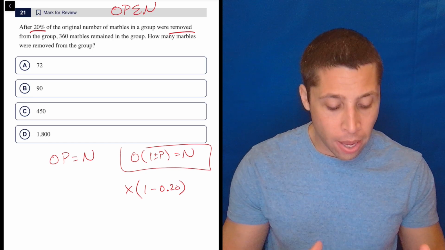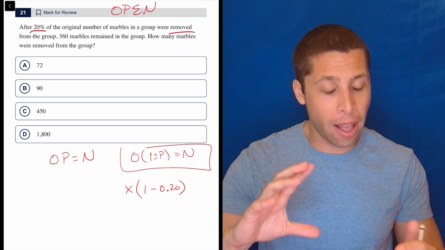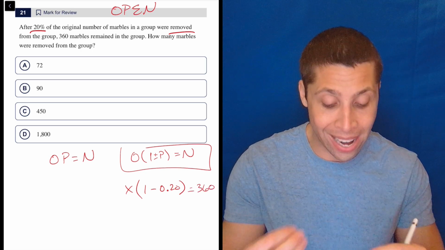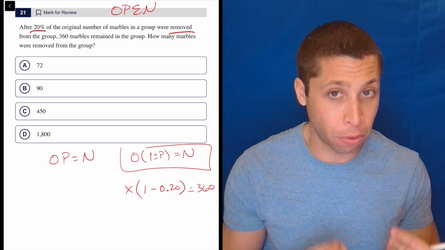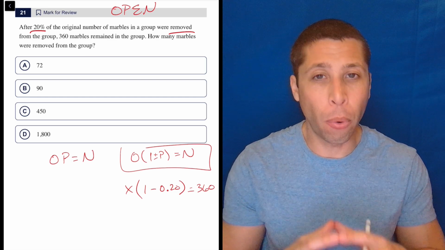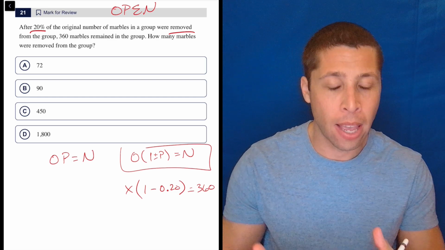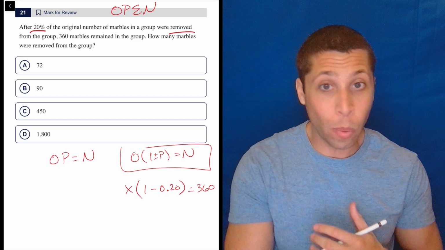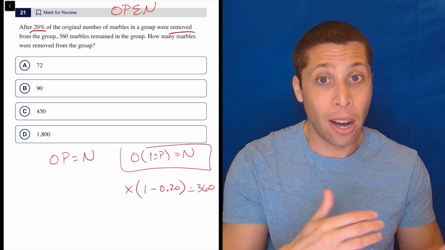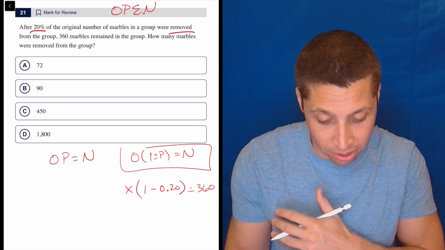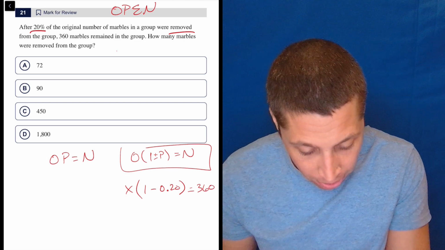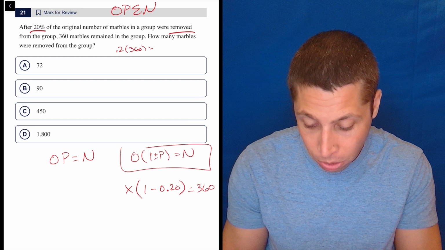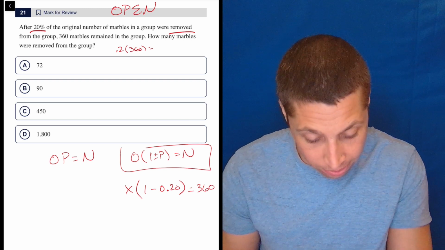So there you go. Now, notice I'm going to put the 360 here, which is N, which stands for new. We know that there are now 360 marbles in the group. But this is why the formula is so important. Many of you are going to be like, okay, if I have 360, let's take 20% of that and see what we get and then add it back in. Or just do 20% of 360. And honestly, I could just really fast do 20% of 360. Let's see if that's an answer. 0.2 times 360 is 72.